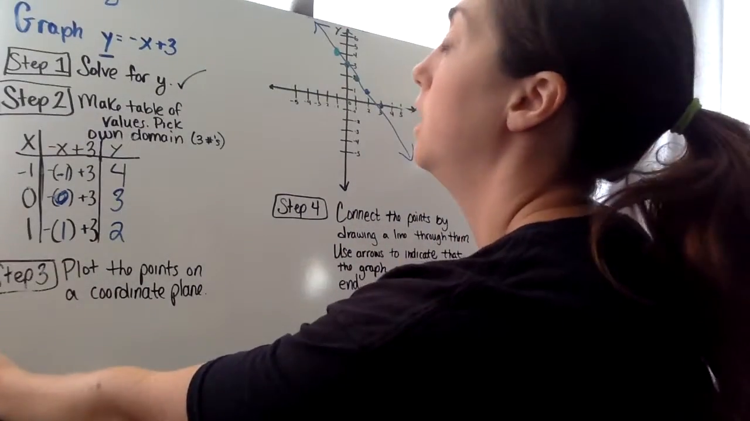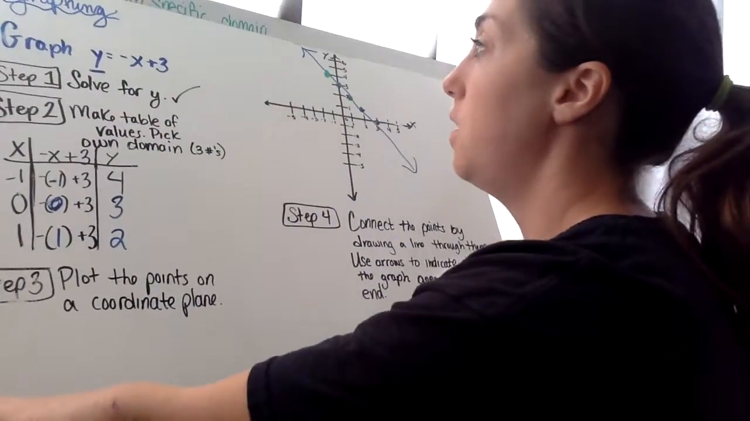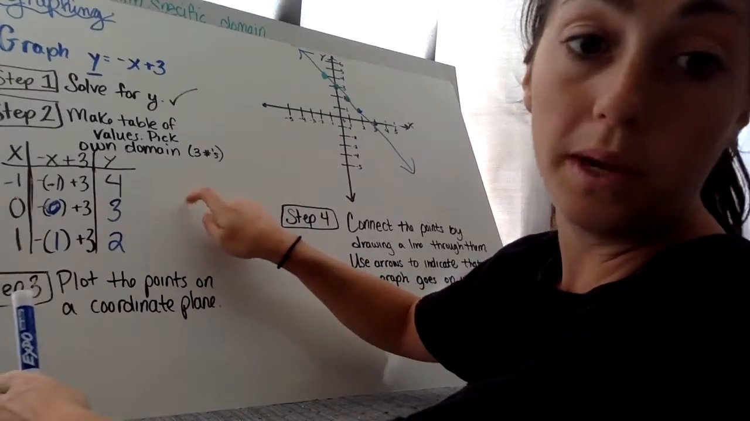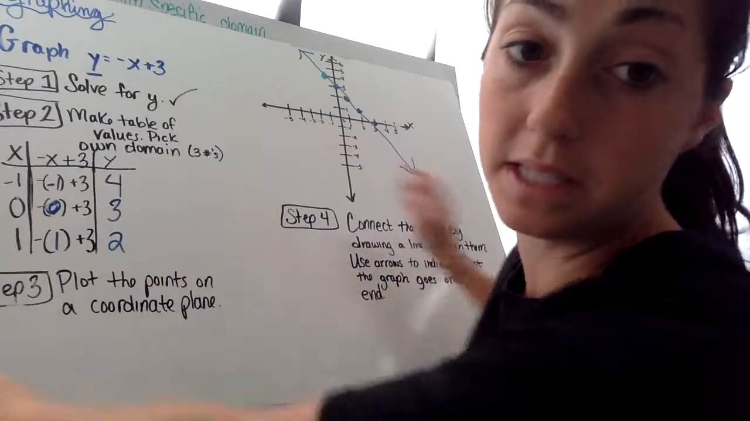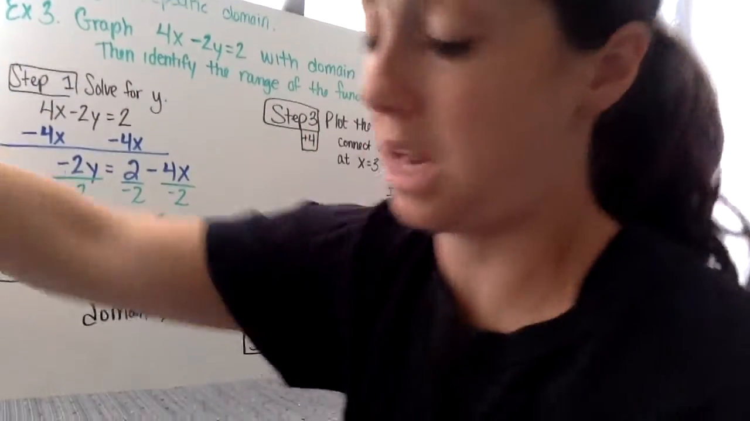All right, cool. Last thing to talk about is still graphing, but now with this one, we got to use our own domain. We picked these 3 numbers. Sometimes they're going to give you a specific domain.